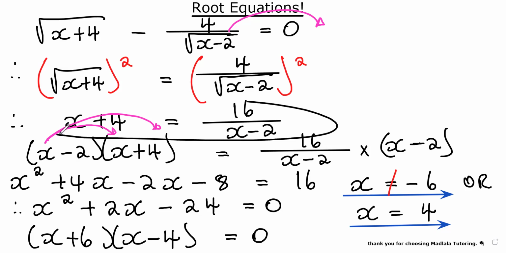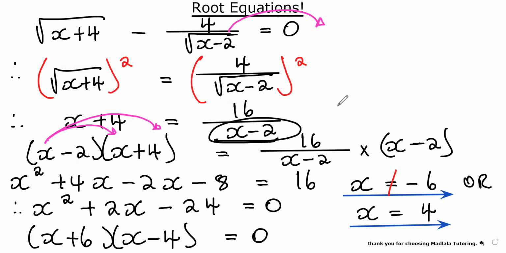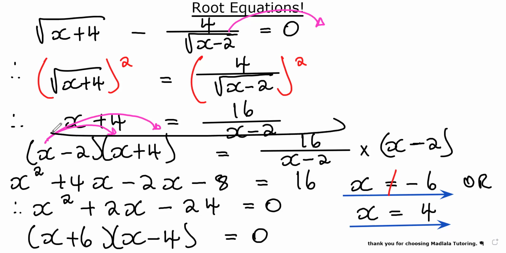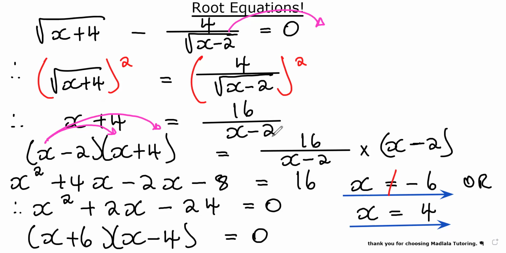What about if we try to substitute it here? Well, negative 6 plus 4, that's negative 2. And then negative 6 minus 2, that's negative 8. And 16 divided by negative 8, that's negative 2. So if we substitute here, then our negative 6 works.